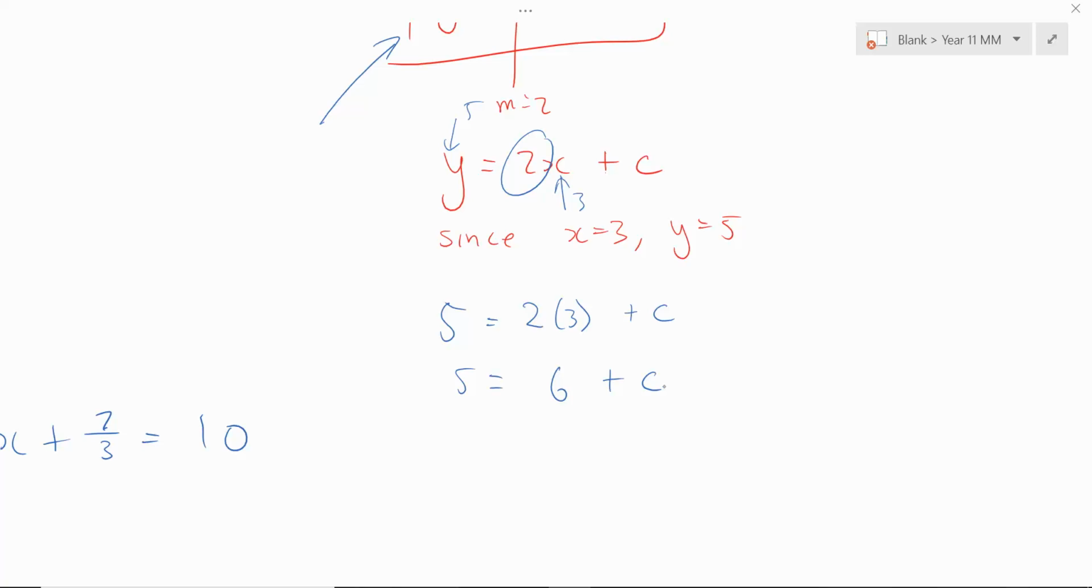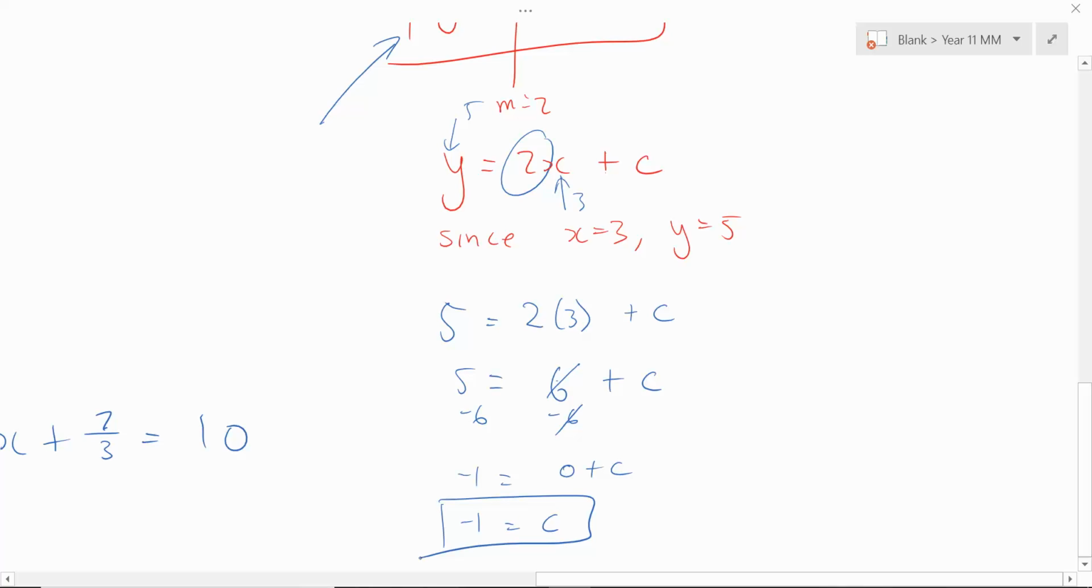From here, I've got c plus 6, and that's a positive 6 there. So I want to remove the 6 to get c. What's the opposite of adding 6? -6. So here we go, -6 on both sides. 6 minus 6 is 0. 0 plus c is c. And 5 minus 6 is -1. That's how we do it in year 7. We first taught you inverse operations.